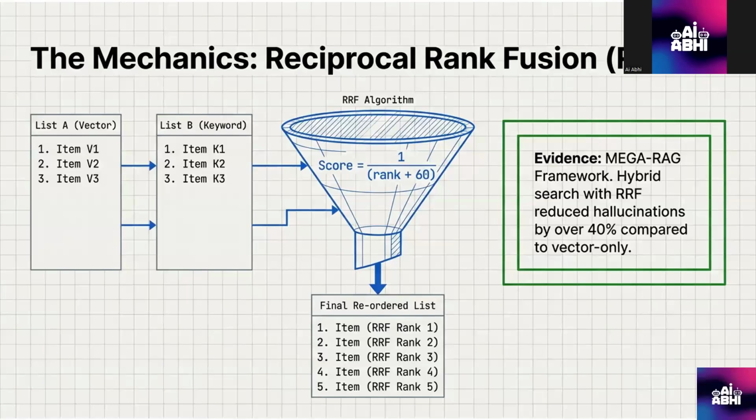And the formula is also straightforward. For each result, the score is 1 divided by rank plus a constant, usually 60. So you add up the scores from both lists and you're done. Even research from the MegaRAG framework showed that hybrid search with RRF reduced hallucination by over 40% compared to vector-only search. So that's a massive improvement.